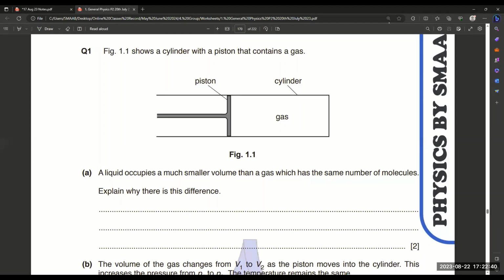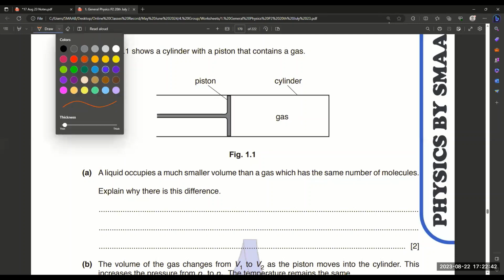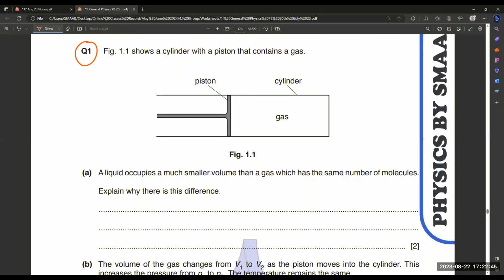Okay, that's good. Now you can see that in question number 1, there is a question related to the same gas and piston. Piston means, in simple words, lid, because in scientific terms we mostly use the word piston in place of lid. The question is: a liquid occupies a much smaller volume than a gas which has the same number of molecules. Explain why there is this difference. This is related to the general state of matter, so for the time being you may just skip this question, right?